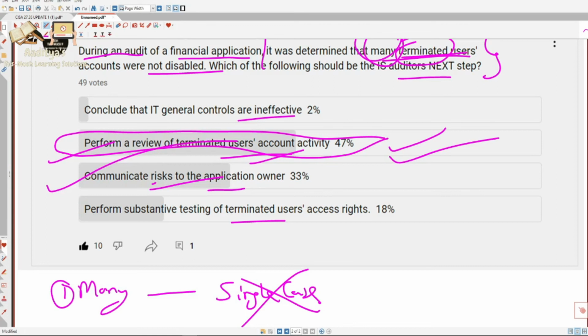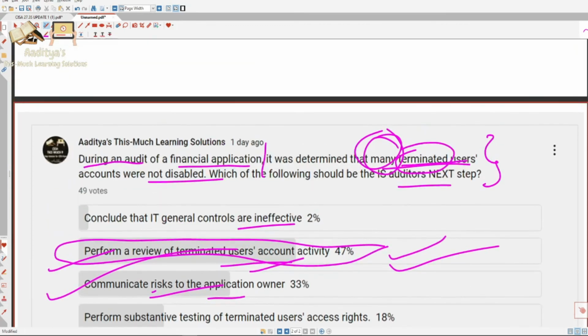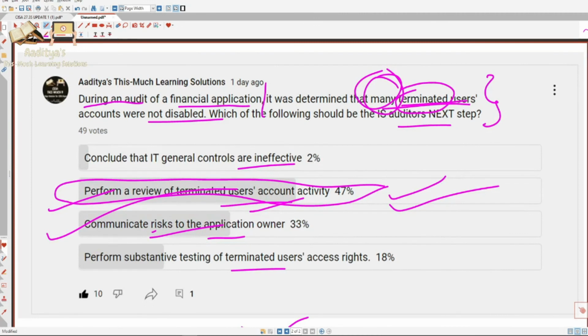In domain number 1, the steps would be slightly different. I've told you that you have to gather the evidence before directly reporting or communicating the risk. But at times there are some exceptional cases, so this is a part of the exception here, because the question was very sensitive. You have to understand this. I hope you have got the answer.